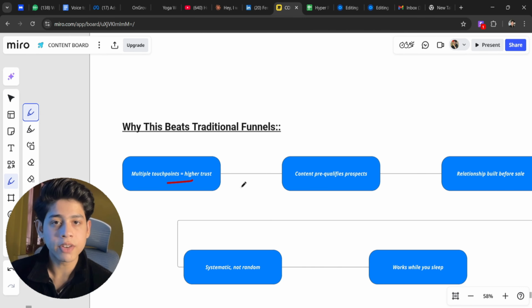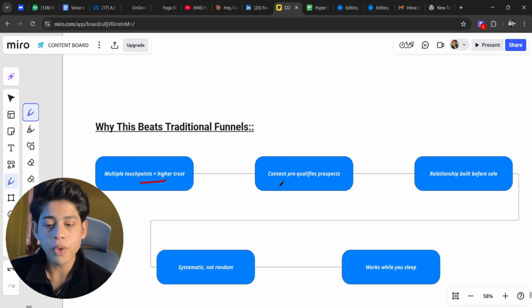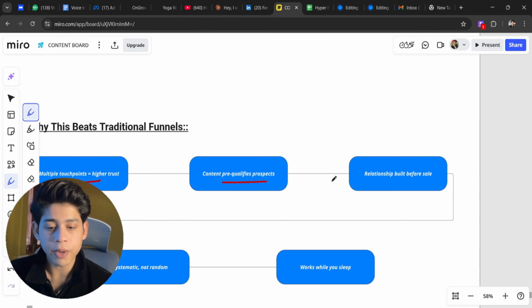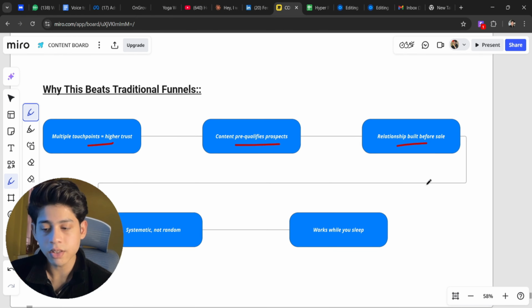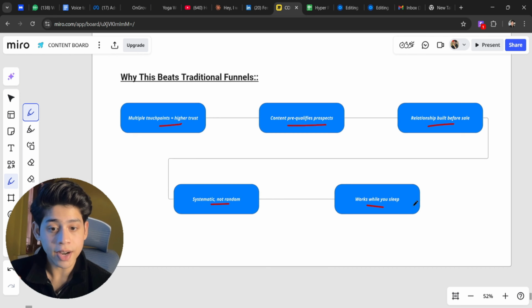Now I have explained everything to you about the profile funnels. Now you can relate with me more. So we have now multiple touch points that build higher trust. We have content that pre-qualifies the prospect. We build relationship before the sales. We have a proven system, and we are not working on random things. And this actually works on automation while you sleep. I hope you find this interesting.